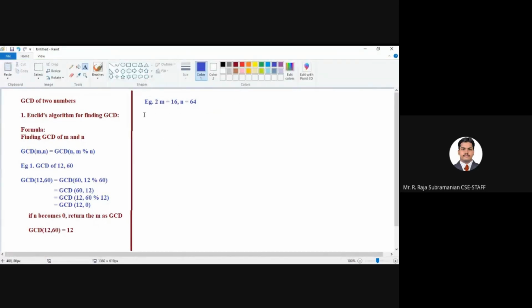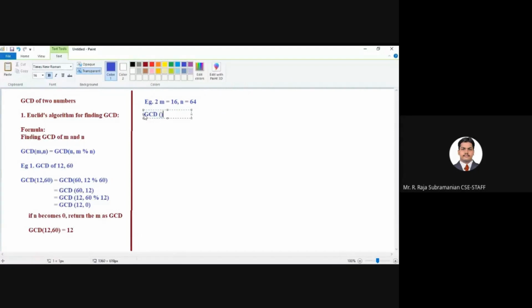Please help me how to solve. What is the formula? GCD of m comma n is equal to GCD of n comma m mod n. Here, with m as 16 and n as 64, GCD of 16 comma 64 will be equal to GCD of 64 comma 16 mod 64. Very good. Here the denominator 64 is greater than the numerator.